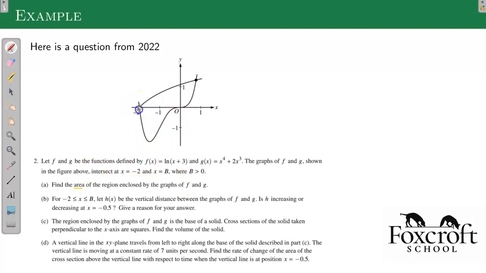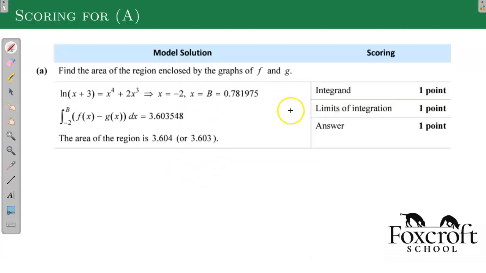It says they intersect at -2. And then b, we don't know what b is, so we need to figure out what this intersection is. So we would set these two things equal to each other using our calculator. It's a calculator active question. Using our calculator to figure out this x value for b, and that should be probably worth a point. Yep. All right, so figuring out b to set up your integral is worth limits of integral. So figuring out b is actually that point there because you need to have the limits of your integral correct.